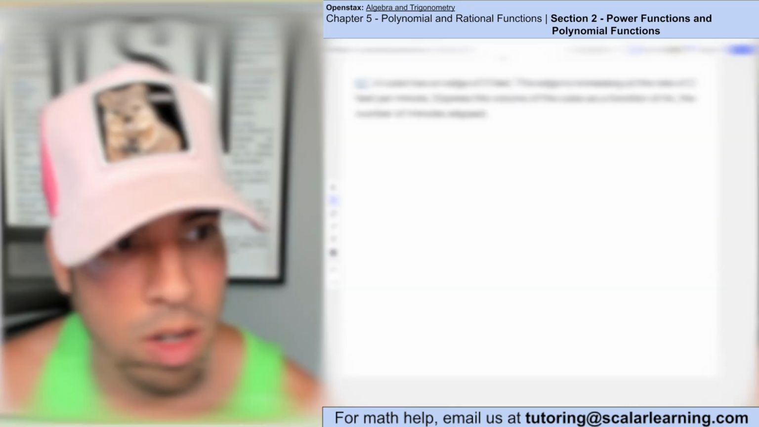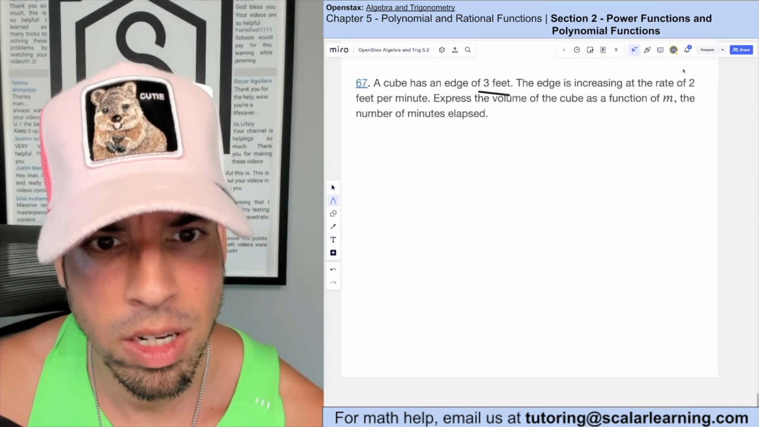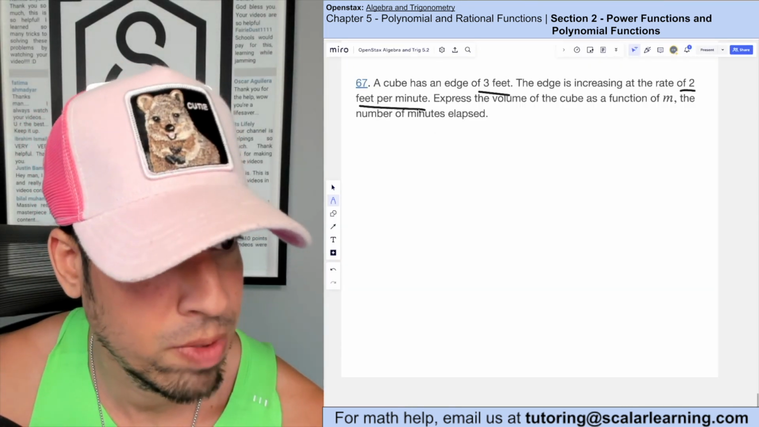Boom, done. A cube has an edge of 3 feet. The edge is increasing at the rate of 2 feet per minute.